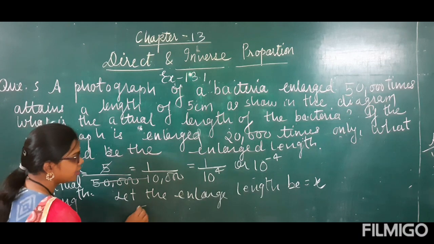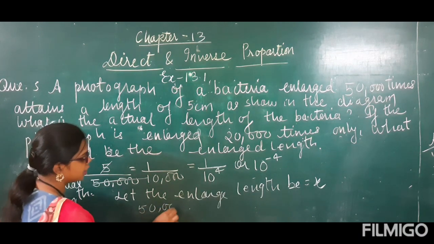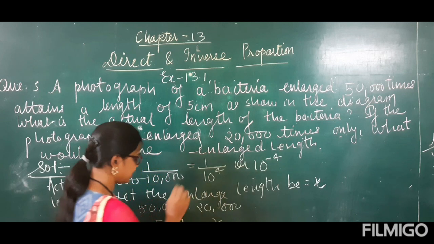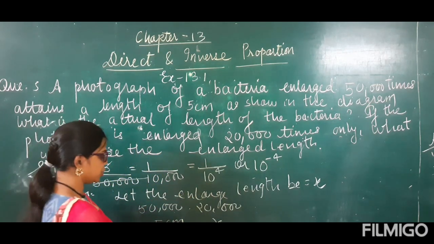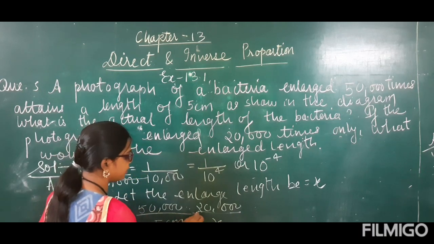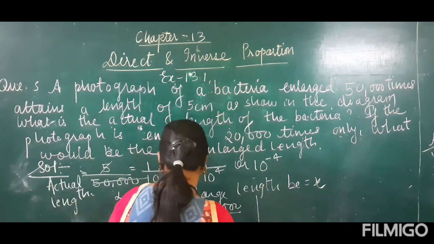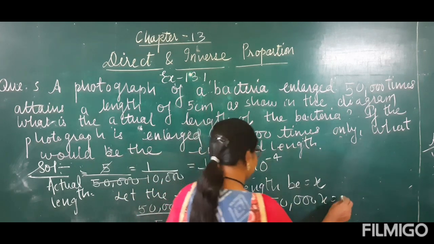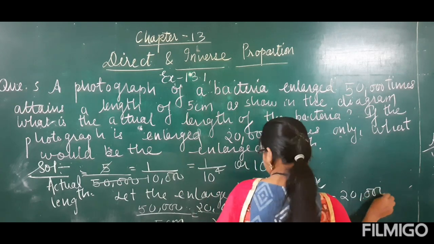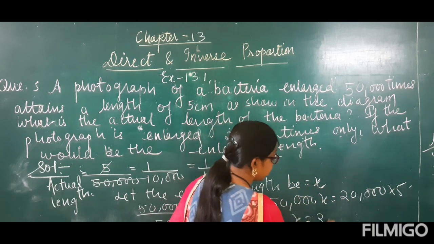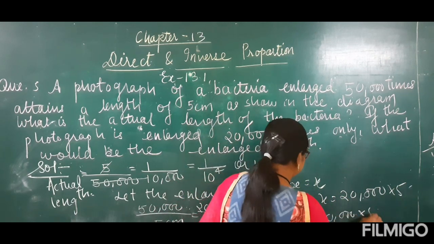So from here you can see, for 50,000 you are getting 5 centimeters. So for 20,000 what will you get? You will get x. This is a direct proportion. So let's take it as direct proportion and find the value of x. From here I will get 50,000 x equal to 20,000 into 5. From here x will be 20,000 into 5 upon 50,000.